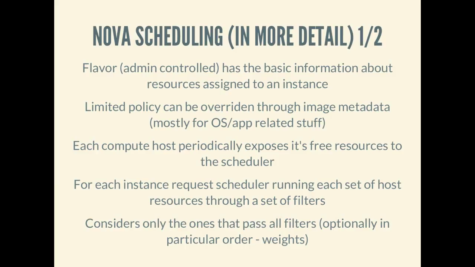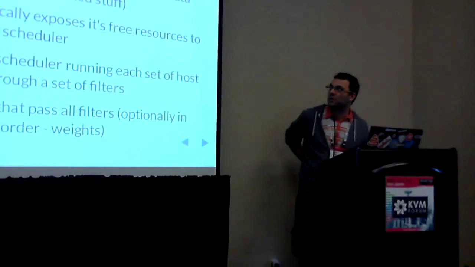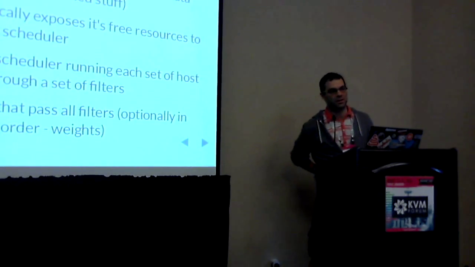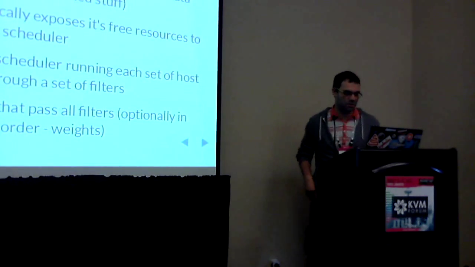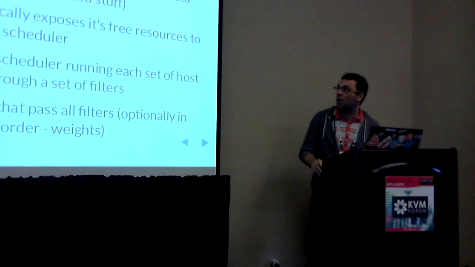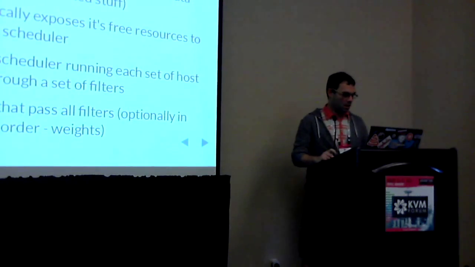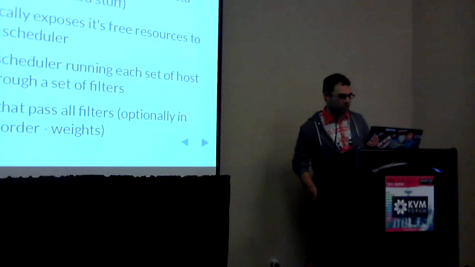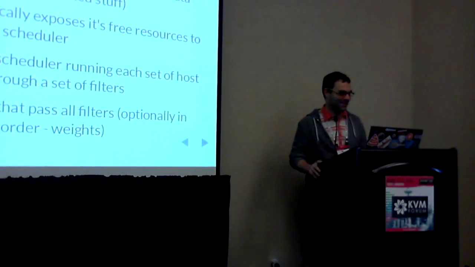Okay, so a little bit about how Nova schedules VMs. Flavors, as I already mentioned, are the central bit. They are admin controlled, so the admin defines them and exposes them to users, and users can request VMs of a certain flavor. Some limited stuff can be overridden through image metadata, but it's not really relevant. Probably should have removed it from the slide.